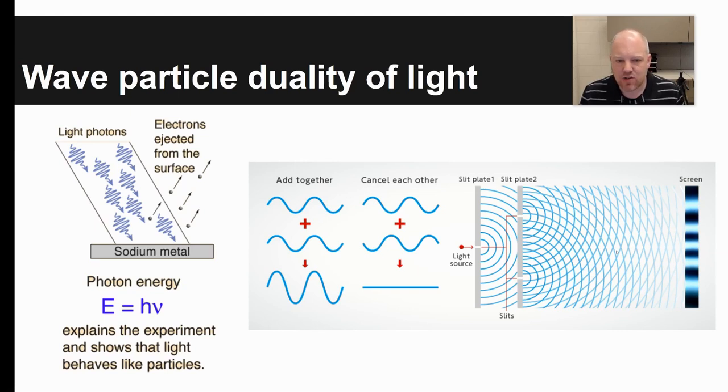On the right-hand image here, you can see light behaving as a wave. What waves can do is they can interfere with one another. So they can cancel each other out or they can add together. This could be illustrated with two-slit tests demonstrating that light behaves like a wave.